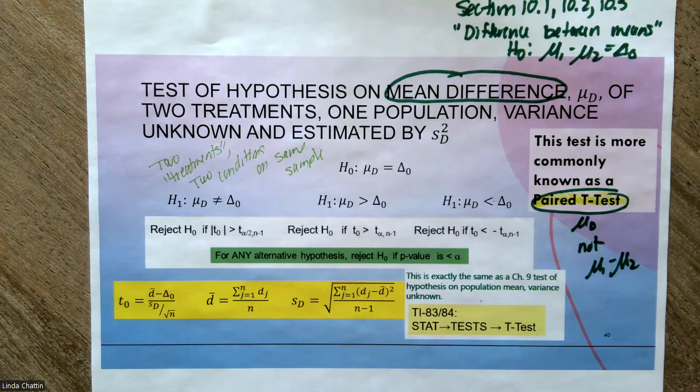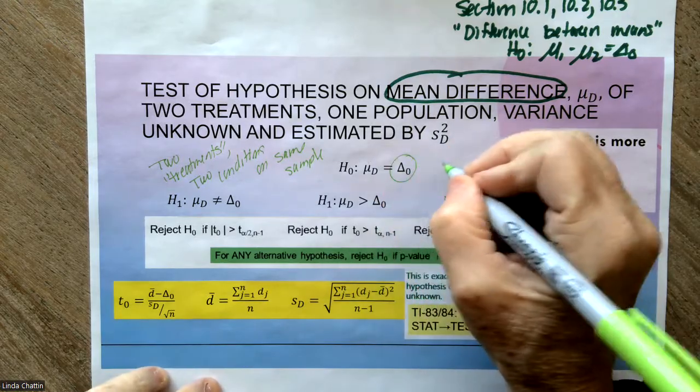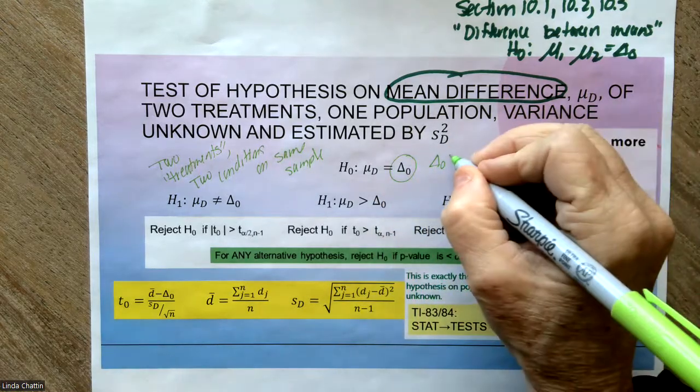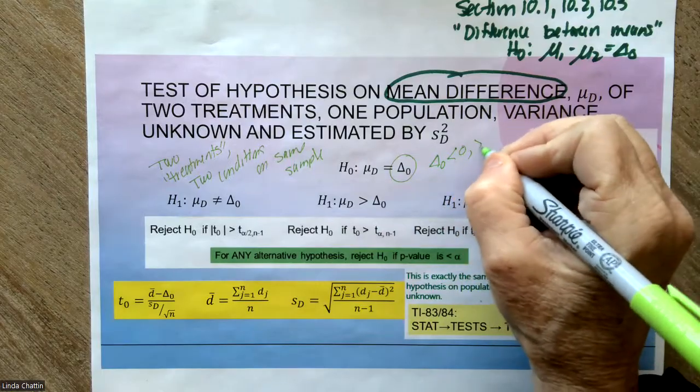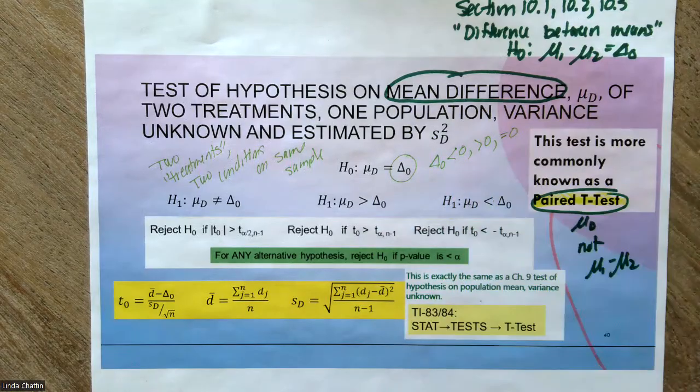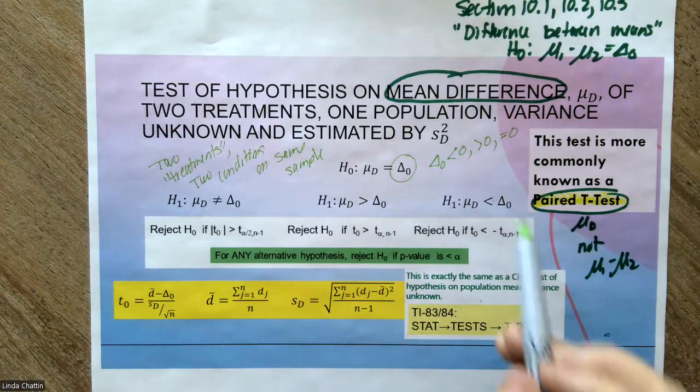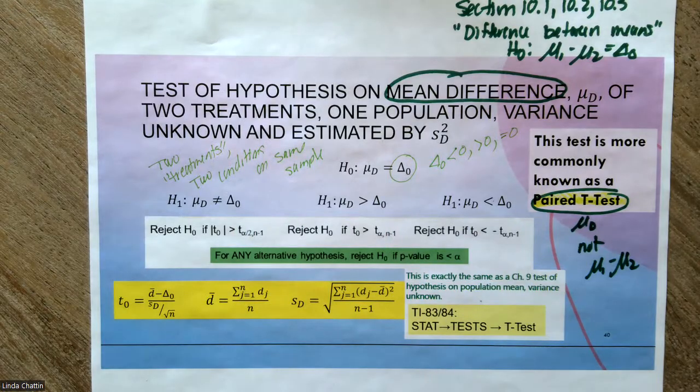Now, this delta naught is still the same thing. Delta naught is going to be a number. It can be less than 0, it can be bigger than 0, and it is most often equal to 0. We have the usual suspects here for H1. And what you're going to find is that the test statistic is going to feel very familiar to you.